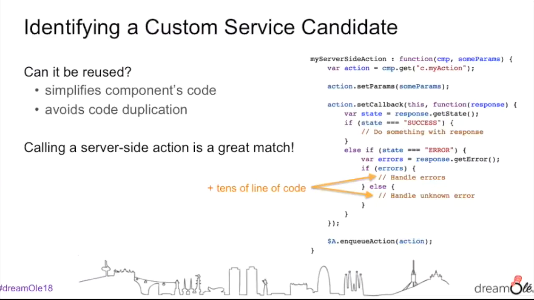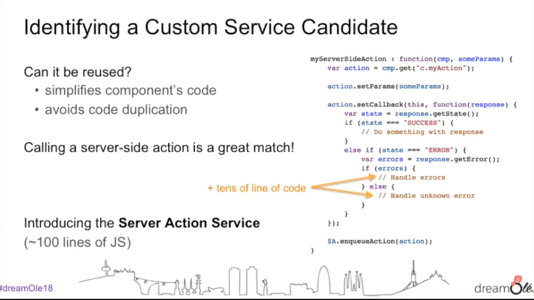So server-side action is a great match, and what I'm going to show you now is how you can create a custom server action service. It's about 100 lines of code, the action service, but you can get rid of those 100 lines of code and just use the service in 10 lines of code. So that's a real time saver. And also with that, you get a real error notification, which is generic.